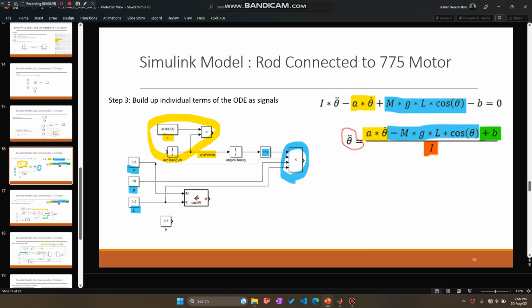Before I do that, I rearrange the original ordinary differential equations into a form which should ease my task of conducting step 3. So how I do that is I rearrange the ODE so that on the left hand side I only have the highest order derivative term. Since this is a second order one, I only have theta dot dot on the left hand side. Only theta dot dot and nothing else. Everything else is moved on to the right hand side. And this is what we have.